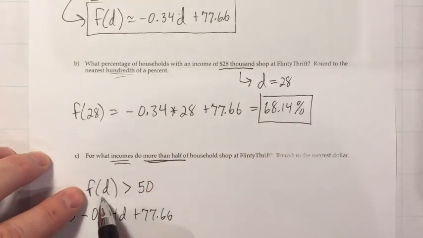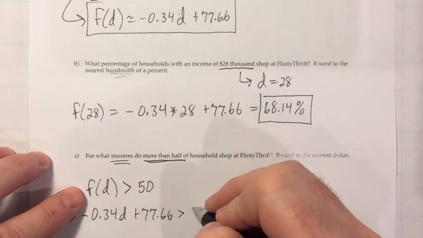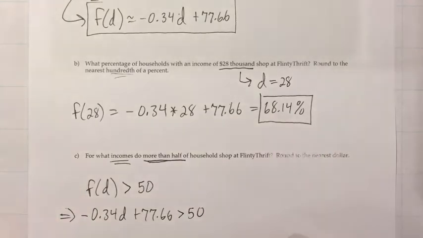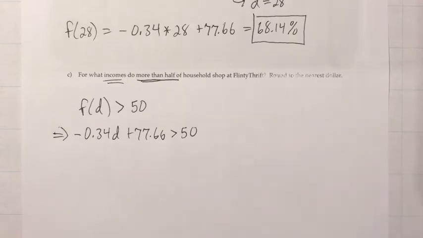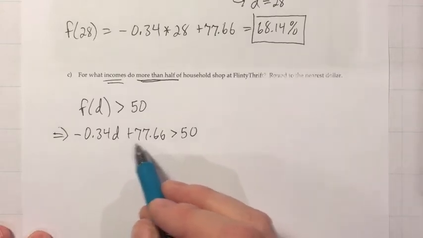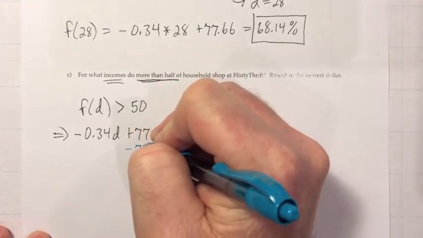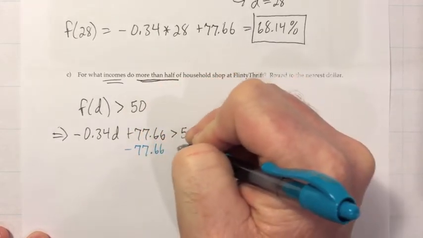This was the f of d. Now I have the greater than 50. And then from there, I just want to solve for d, which would be the income level, and when I do that, I'll have my solution. So there's the variable d. There's a plus 77.66. Let's take that constant and move it over to the other side.